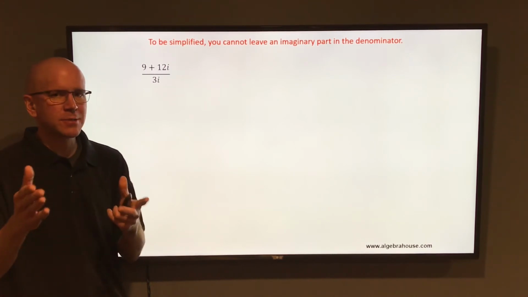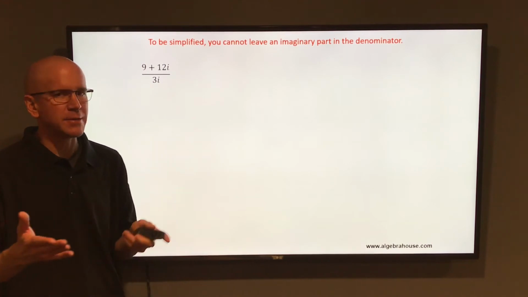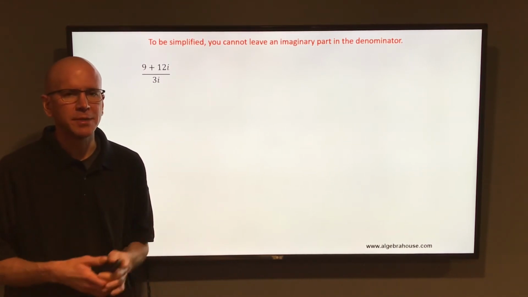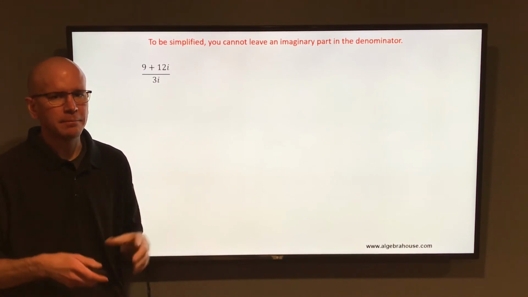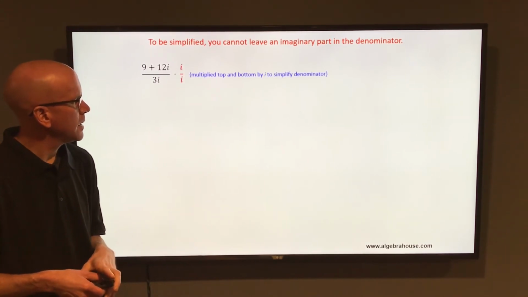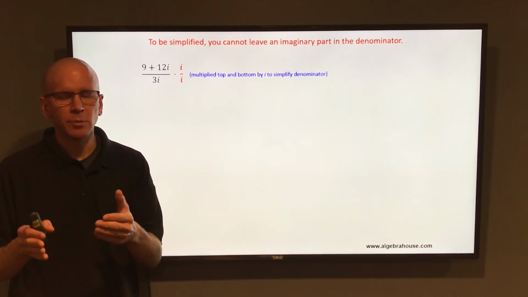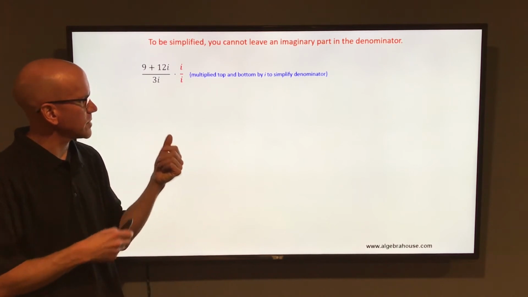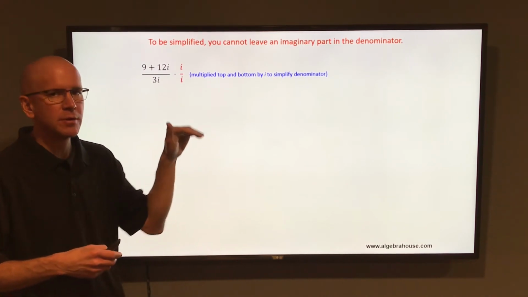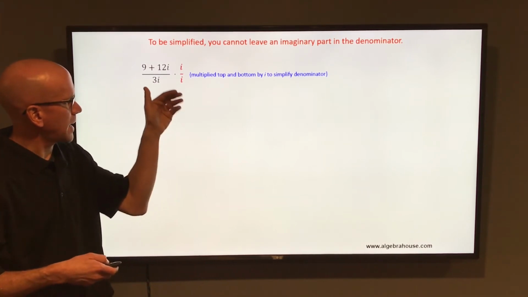Well, you know that i squared equals negative 1. So if you somehow make that into 3i squared, that would turn into 3 times negative 1. So the question is, what do you multiply by to get that? i. Multiply the top and bottom by i. Whatever you do to the bottom, you have to do to the top. Think about an equation. Whatever you do to the left side, you have to do to the right side. Same thing with fractions. Whatever you do to the denominator, you have to do to the numerator. So you have to treat them both equally. So we're multiplying the top and bottom by i.